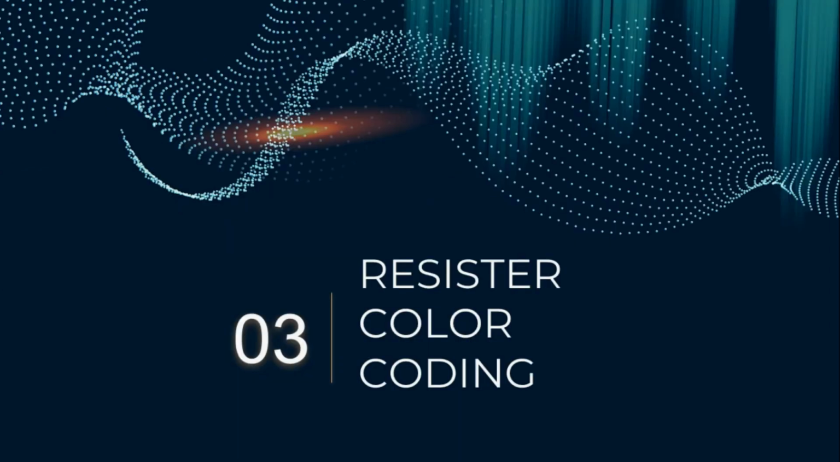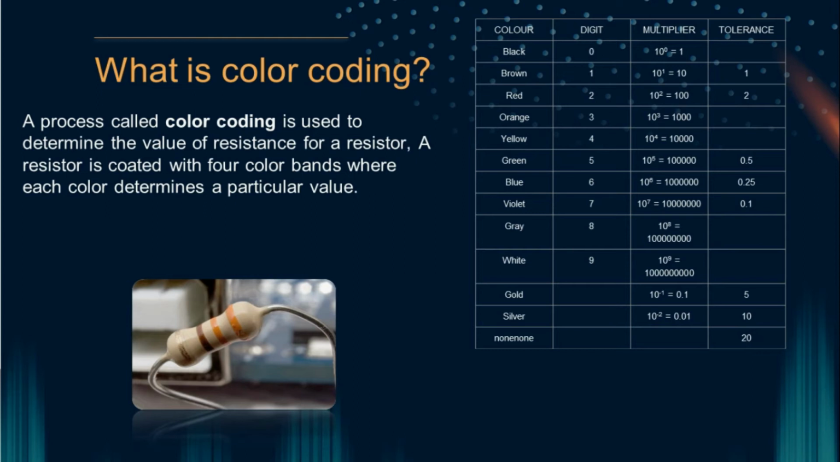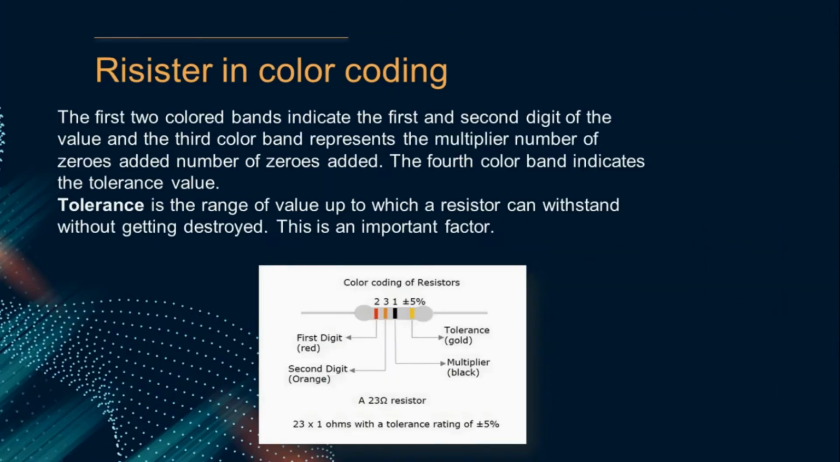Third is resistor color coding. What is color coding? A process called color coding is used to determine the value of resistance for a resistor. A resistor is coated with four color bands where each color determines a particular value. The first two colored bands indicate the first and second digits of the value, and the third color band represents the multiplier, the number of zeros added. The fourth color band indicates the tolerance value.